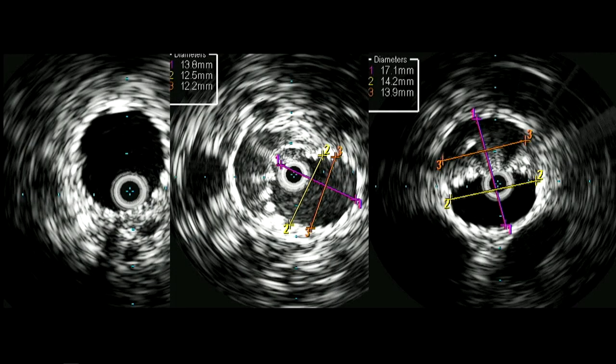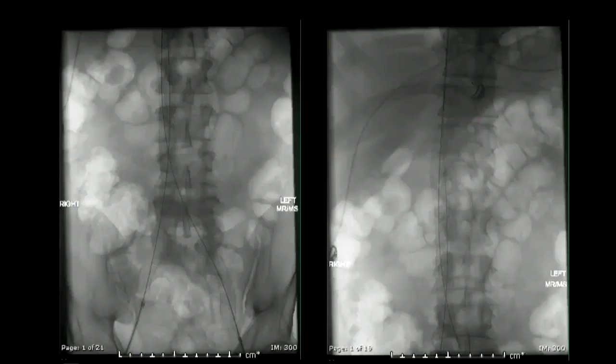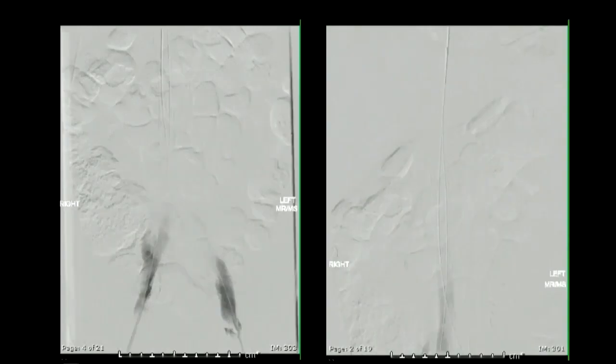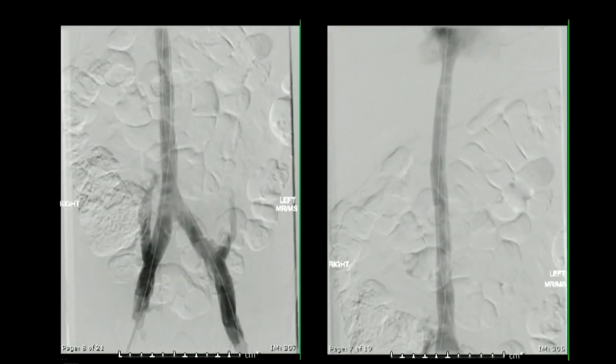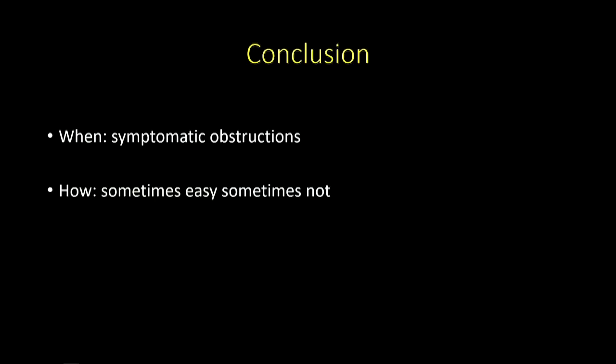Finally got our two channels, but took 2-3 hours extra that I could have saved by just going into a single barrel and get this sort of thing. All right. So in conclusion, when you want to obviously do it in symptomatic patients, how sometimes easy, sometimes not, and you saw one of those things that was a not.